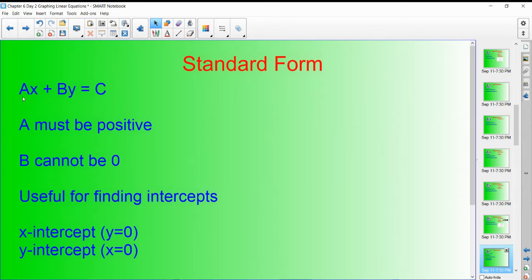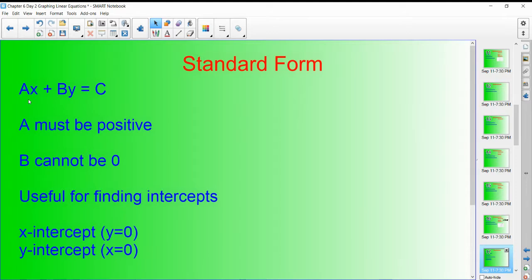So now standard form is a form where there's a constant on one side and both variables are on the same side. Now there's a few rules for this. A has to be positive, and B can't be 0, because if B is 0, then this second part is gone. 0 times y is 0. So we just have ax equals c, and that's not a function. We also like a to be positive, and we can always manipulate the equation to make that true.